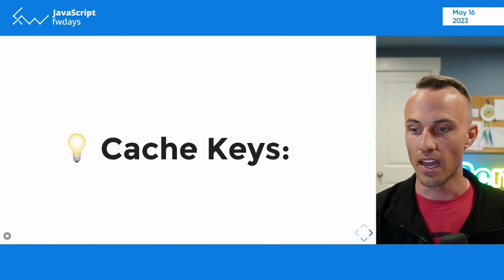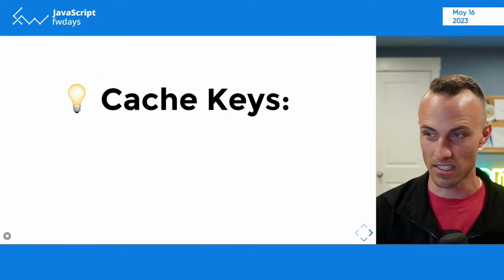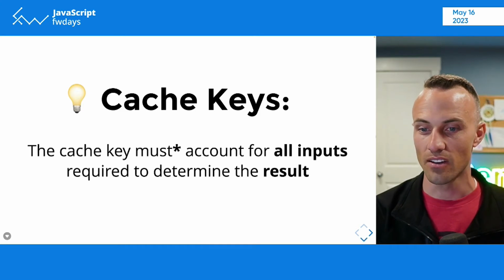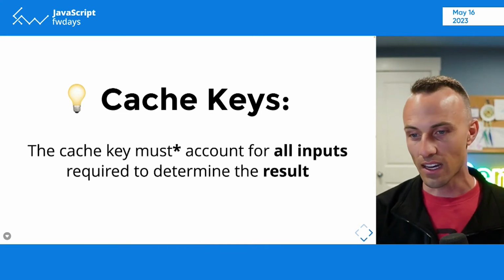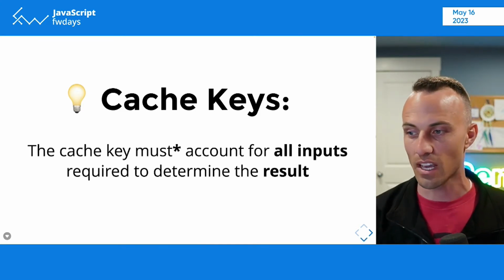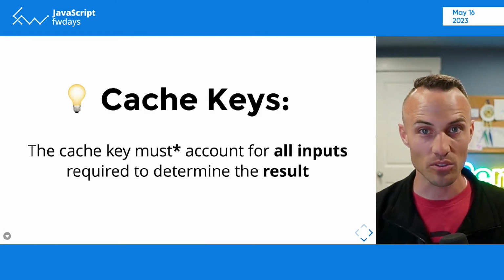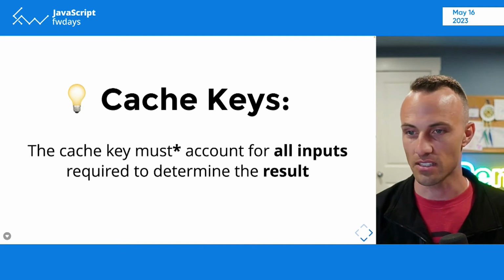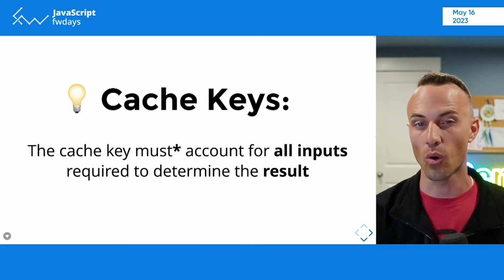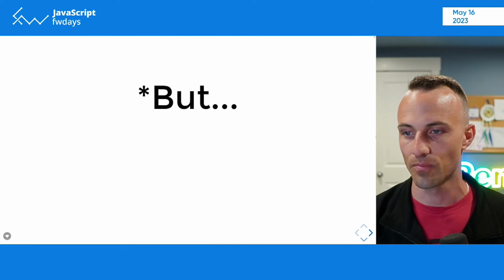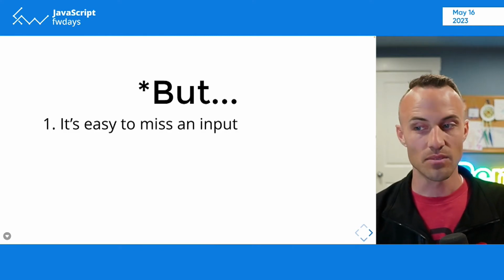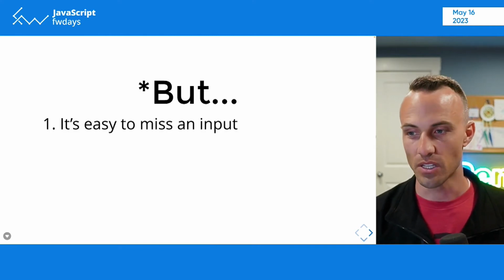This is a bug. And the reason that this bug exists in this code is because of this very important fact. Cache keys must always account for all inputs required to determine the result. If they don't, then you end up with bugs like this. And here's why this can be quite a significant problem with caching. It's easy to miss an input. Really, really easy to miss an input.